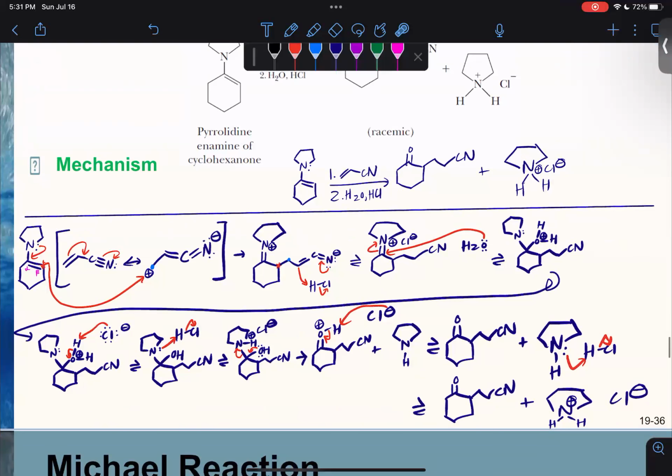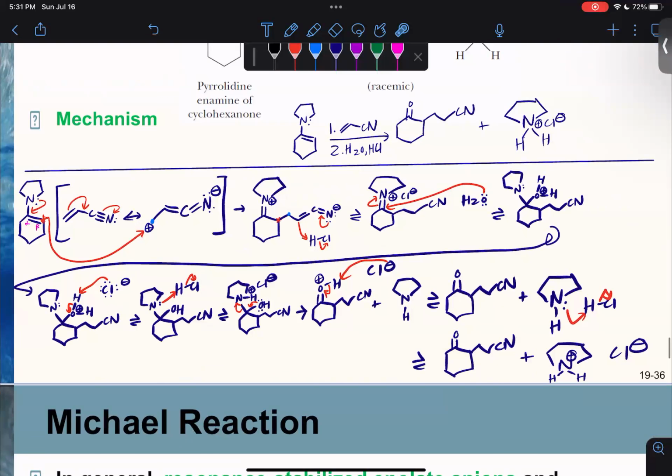Hold on, I do have one question. What does it mean, saturated versus unsaturated? Yeah, so saturated is no double bonds or triple bonds. Unsaturated is at least one double bond or triple bond.